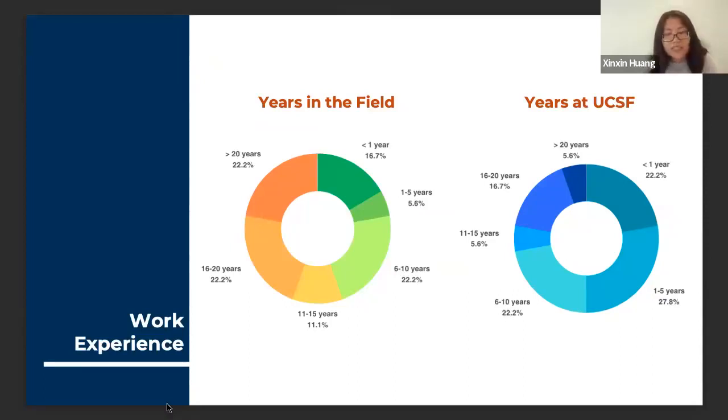When examining our collective working experience, it becomes evident that it spans a spectrum ranging from less than 1 year to over 20 years. Most of our members have 5 or more years of experience in the field. Similarly, our years at UCSF vary, with some having spent several months, while others have over 20 years. About half of our group has less than 5 years of experience at UCSF.